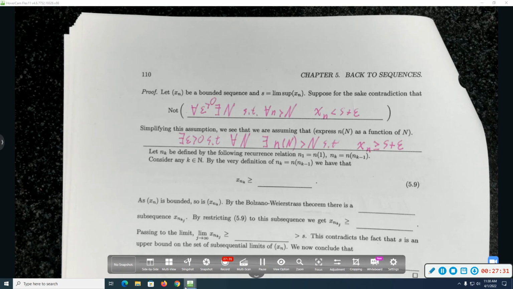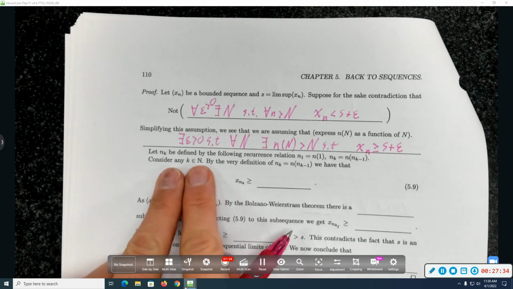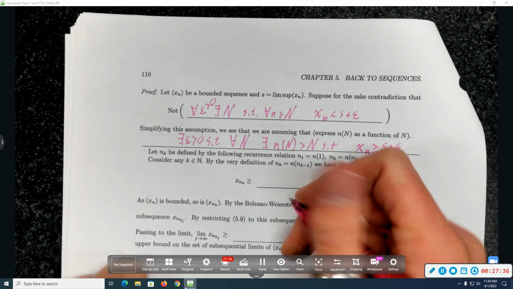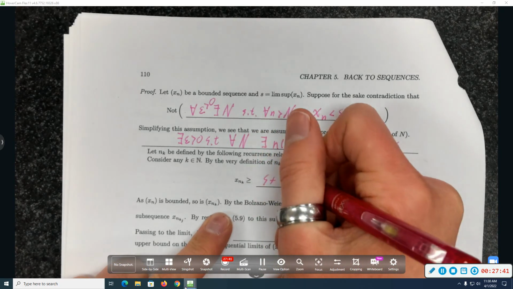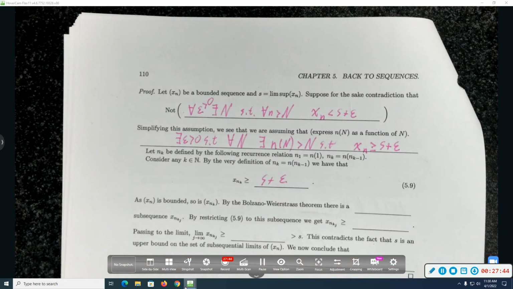So, what do you get? Consider any k. By the very definition of n sub k, I get that x sub n sub k is bigger than or equal to s plus epsilon, and that's true for every k. The original sequence was bounded. Is a subsequence of a bounded sequence automatically bounded? Yes, that's something that I had you prove. So the point is that x sub n sub k is a subsequence which now has a property.